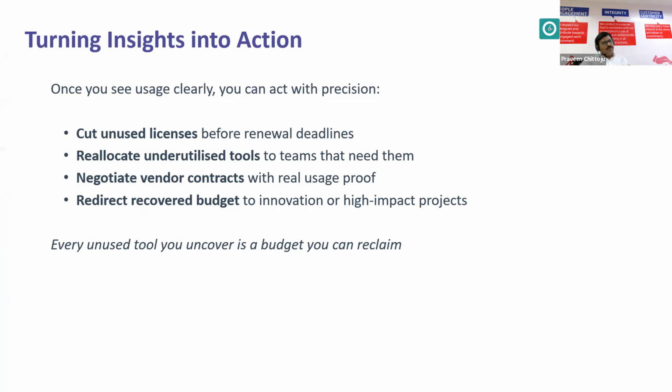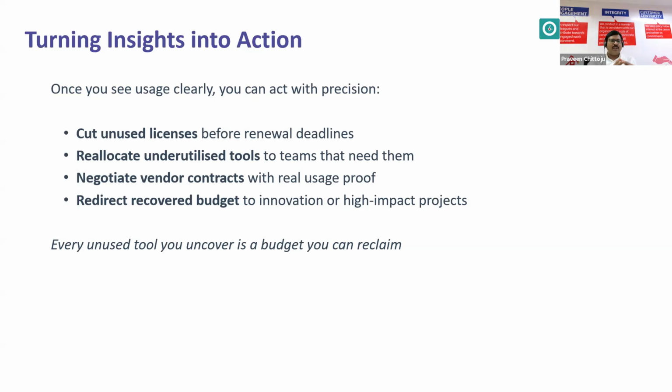So if we get the analysis, what can we do next? These are the main actionable items we need to consider. First, we need to cut unused licenses before the renewal deadlines. Second, we need to reallocate underutilized tools to different teams, where the need arises. Third, we can negotiate with the vendors and contractors with real usage proof.